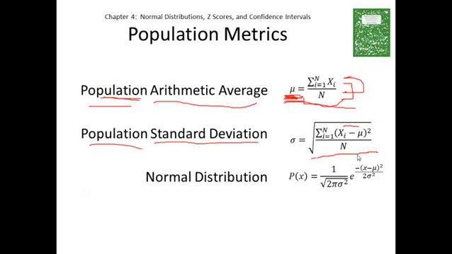So here's the population standard deviation. We're going to denote the population standard deviation with the Greek letter sigma. If you recall, for a sample, we use the letter S. For the population, we'll use the Greek letter sigma to denote the population standard deviation.